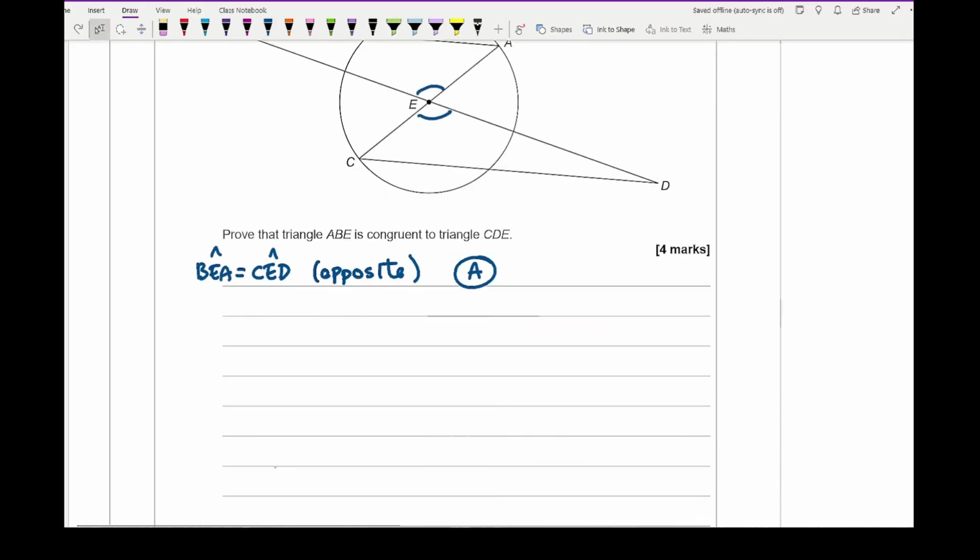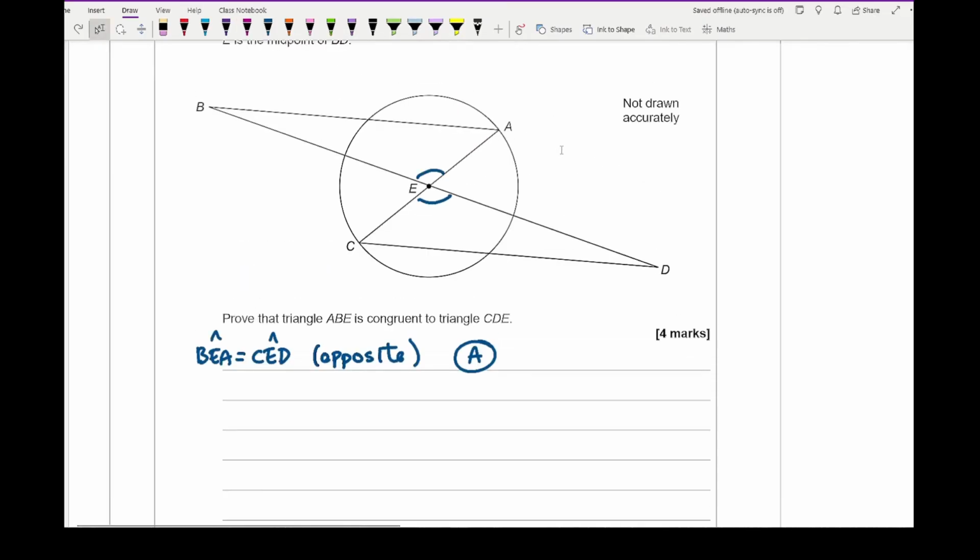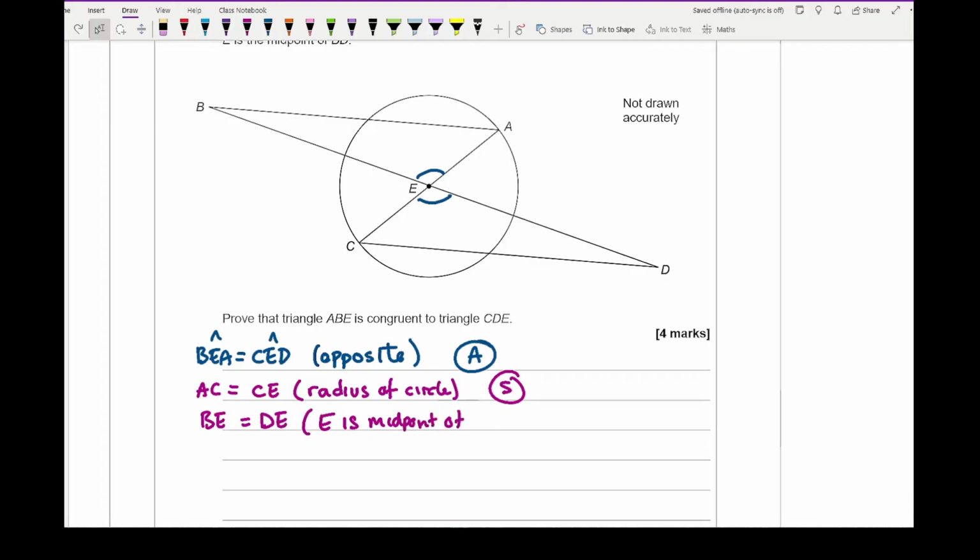Then from this, we notice that AC is equal to CE. And the reason for that is because both those distances are the radius of the circle. So we've got a side, and we also know that BE is equal to DE. And the reason for that is because E is the midpoint of DB or BD. And so there we've got another side the same.